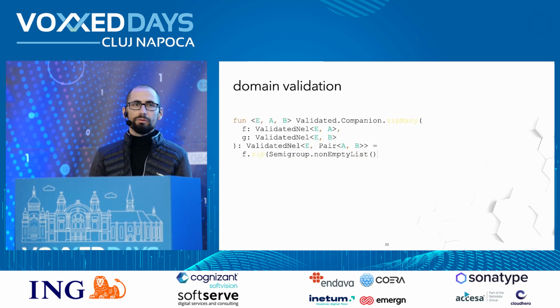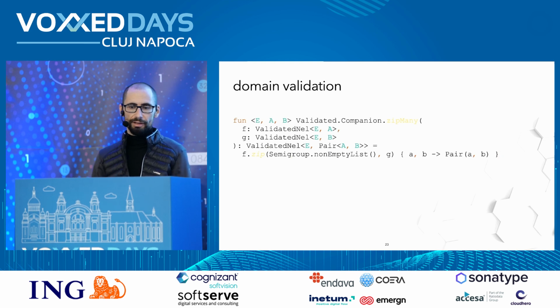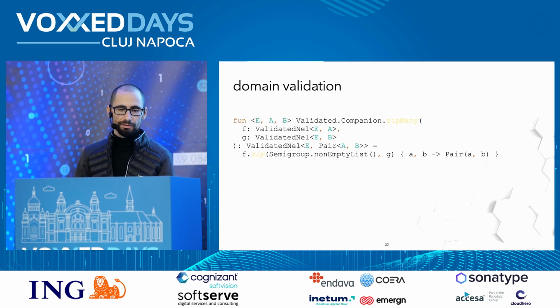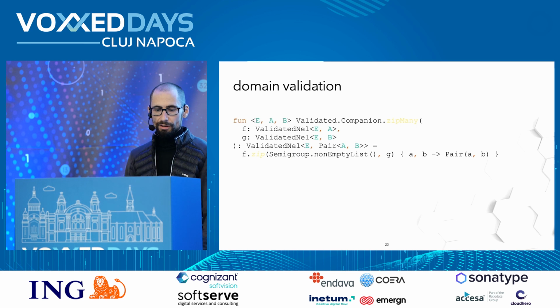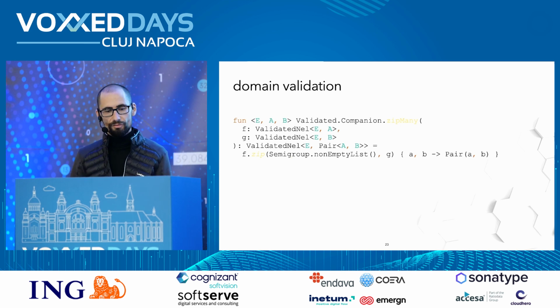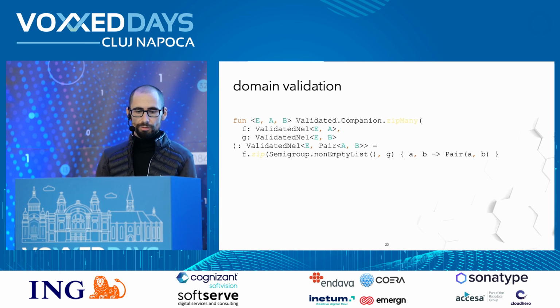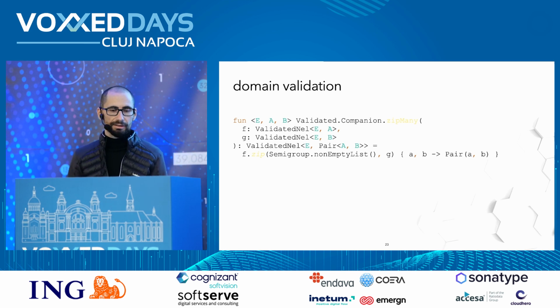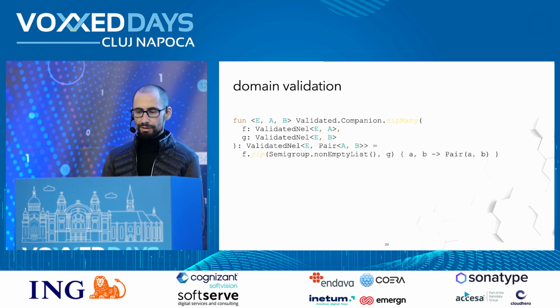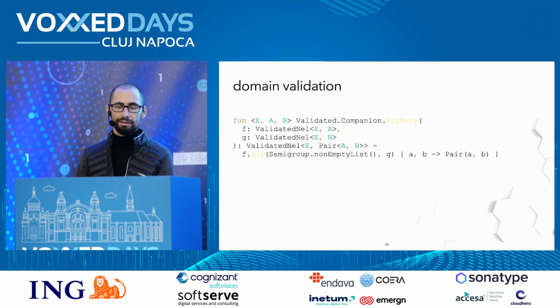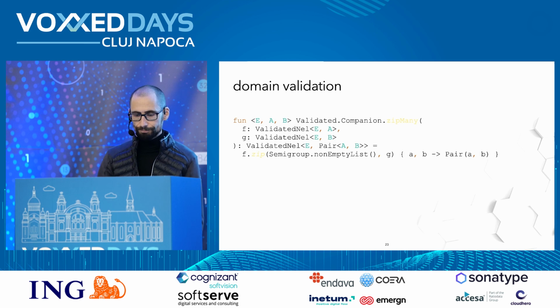Another thing that we can do, this is not part of Arrow, this is an extension function that we are using because for validation, we use a lot of validated nel. And in order to hide the usage of semigroup at each zip, we've created an extension function, zip many, that is doing exactly that. And you can override this for as many validated nel as you need.